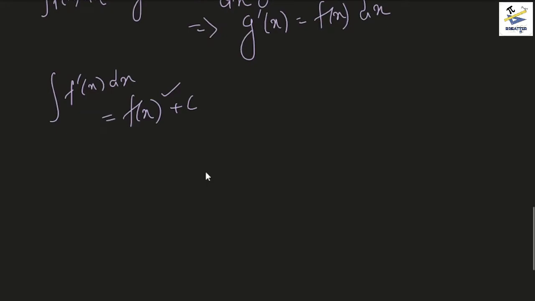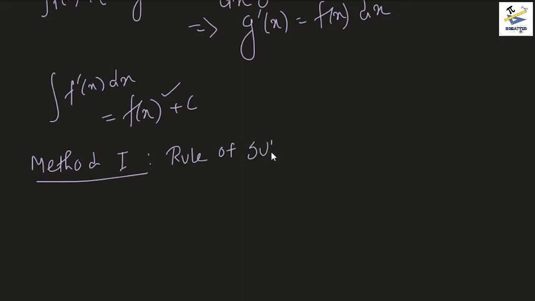Now let us go to some of the topics. Method 1, and by far the most important method, which we are going to learn extensively in this video and in future videos: the rule of substitution. Rule of substitution, right? So how do you find the rule of substitution? So consider an example.